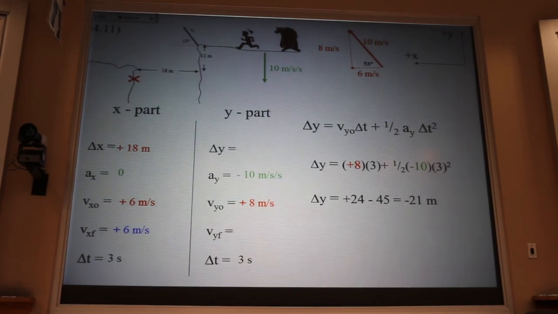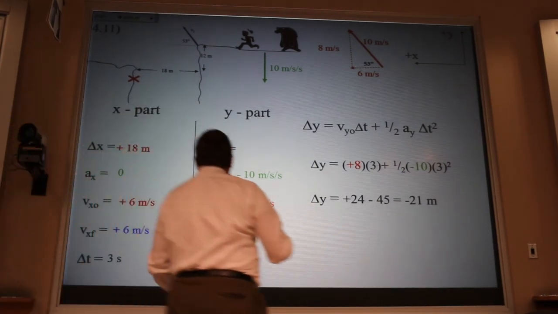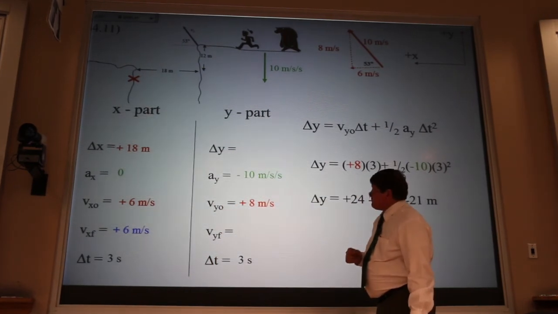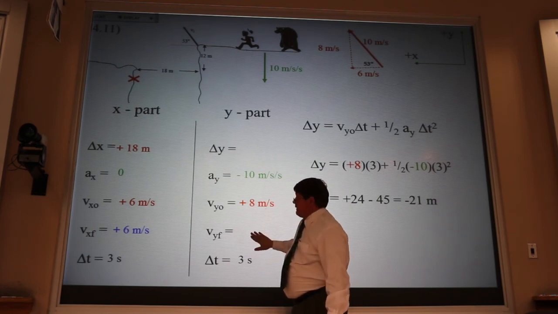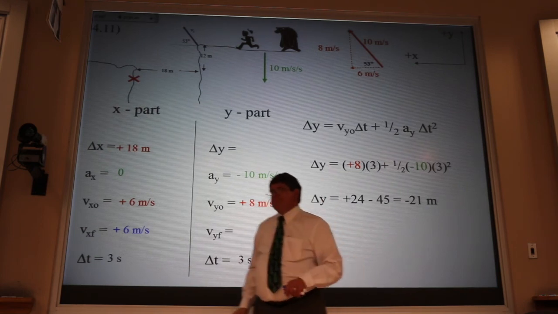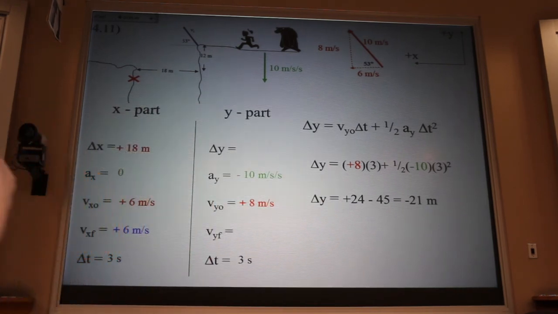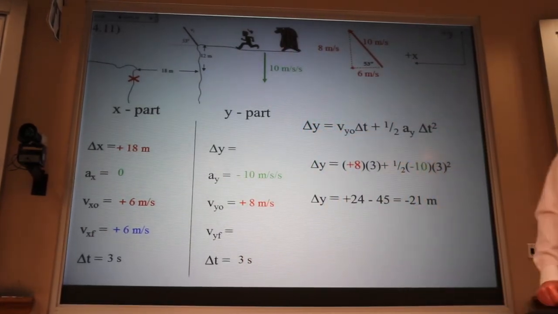Oh, I see what you're saying. You set this delta y, solve for V final, and then use a different equation to find time. You could. That'd be a three-step way. My way is a one-step way. No, they both get the right answer. And you get full credit if you did it that way, and probably bonus points for being creative. Okay?